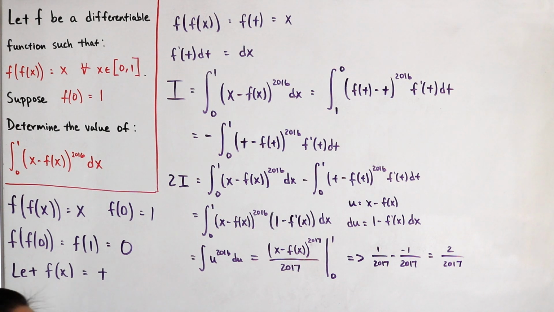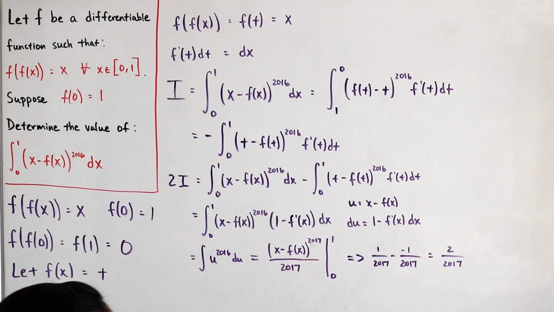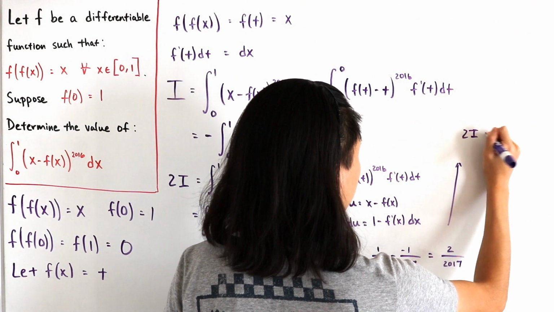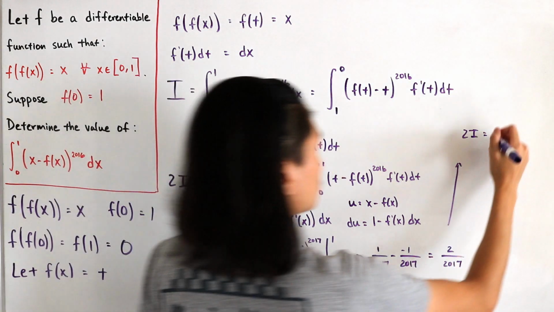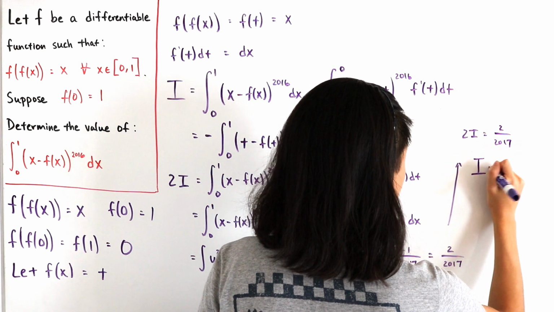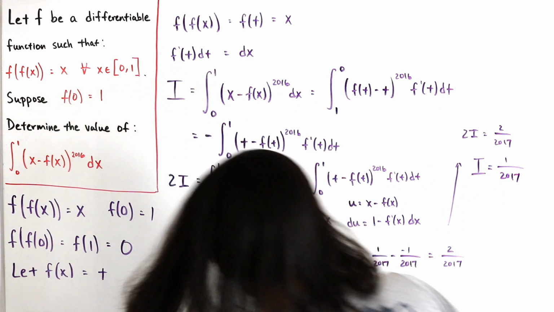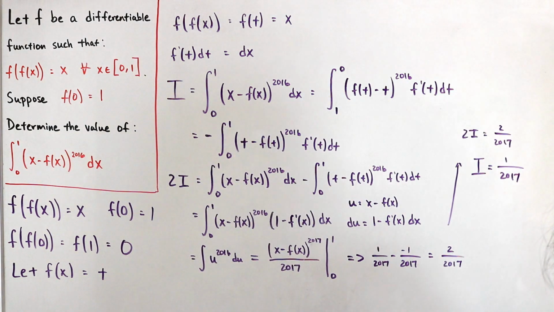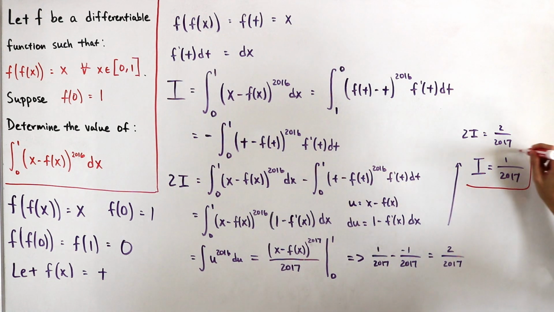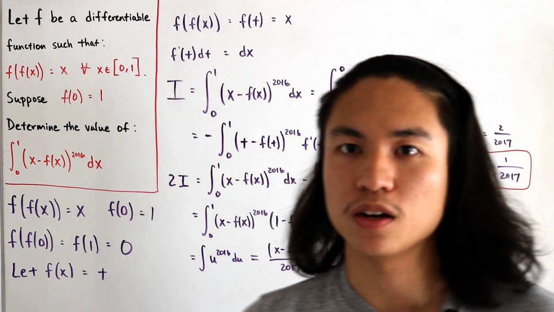However, we said that 2I is equal to this value, so all we've got to do is just divide by 2. So we say that 2I is equal to 2 divided by 2017, divide both sides by 2, and we get that the final answer is just 1 divided by 2017, like so. And there we have it. We've evaluated the following definite integral with the conditions over here. So yeah. That's pretty cool if you ask me.